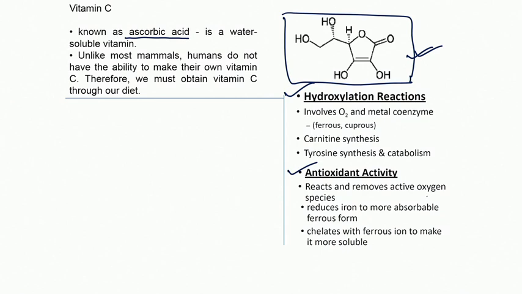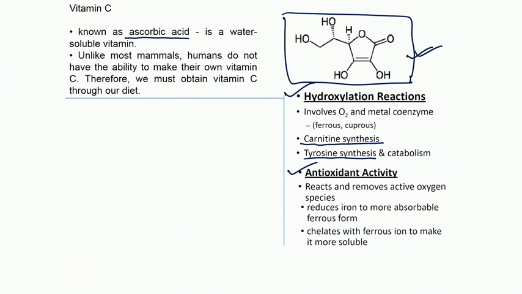These hydroxylation reactions, like there is one muscle building compound which is called carnitine, and tyrosine also is formed from phenylalanine, because you need one hydroxy group at the para position of the aromatic ring. They are also involved in hydroxylation reactions in the case of neurotransmitters like epinephrine. We will talk about that, epinephrine or noradrenaline, adrenaline, all those things. Okay.